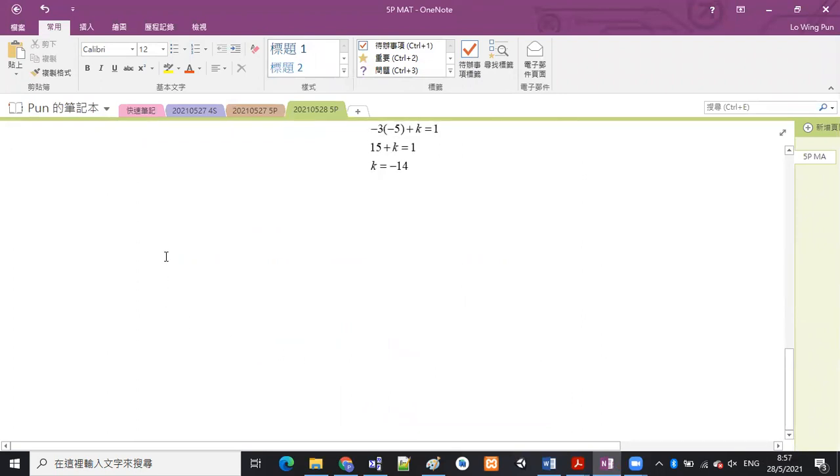In a transaction, normally we will have three different prices. The most original one should be the cost price. And then we will have the mark price. I'll just put it down first. And finally, we will have the selling price.